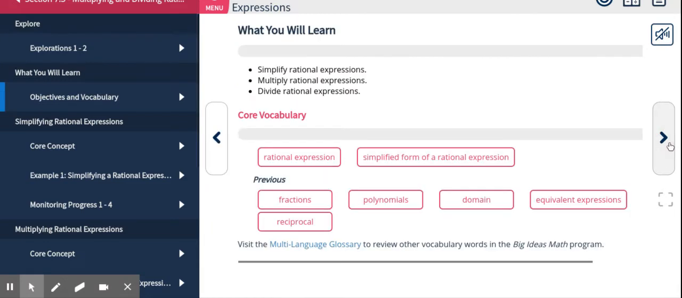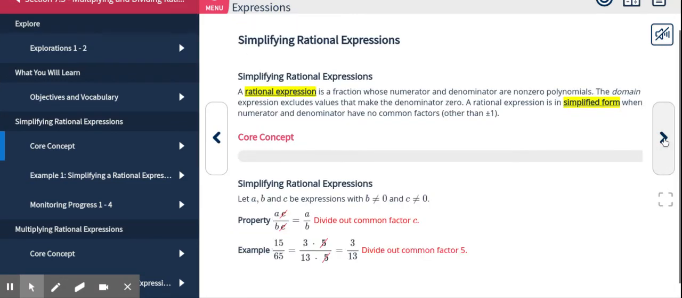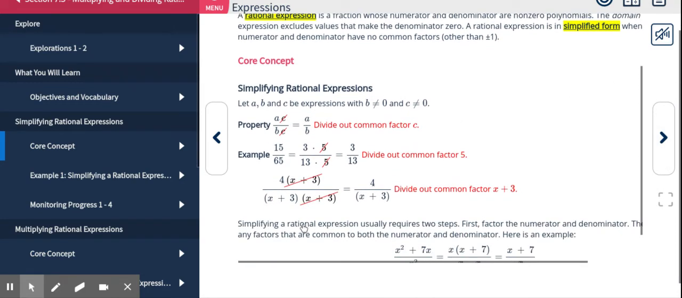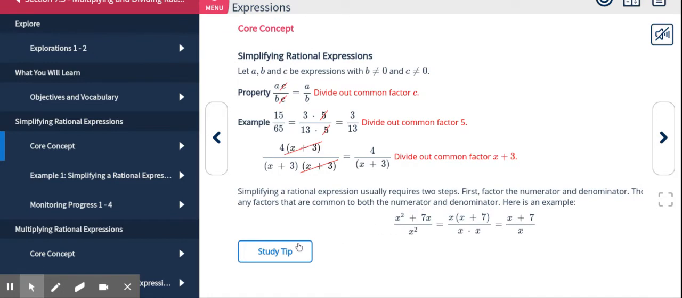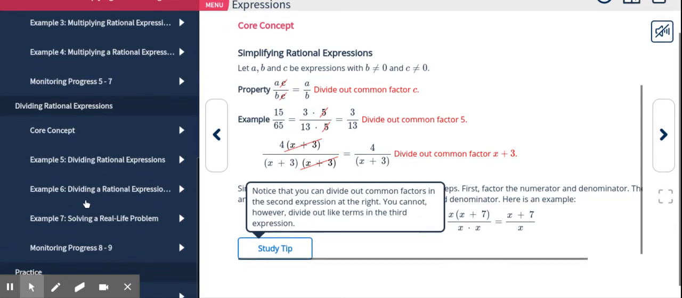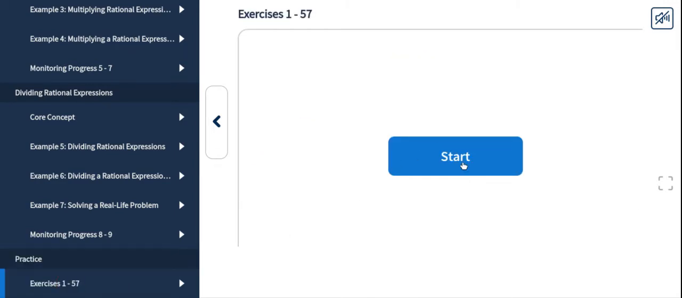Exactly. What's the next page? Oh, look, vocabulary, core concepts. Ooh, look at this concept. Look at these concepts. Study tips. Love it. And now we get to the very end. I can't really see down here. Let me see. All right. Exercises 1 to 57. So if you're working on a problem, maybe you can open up a different window.